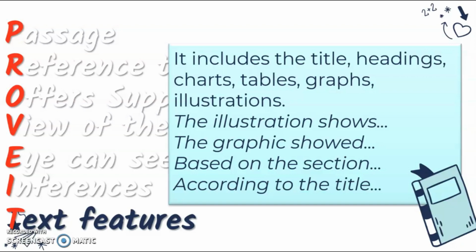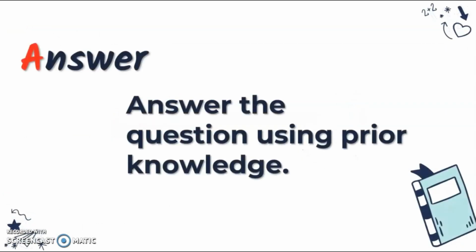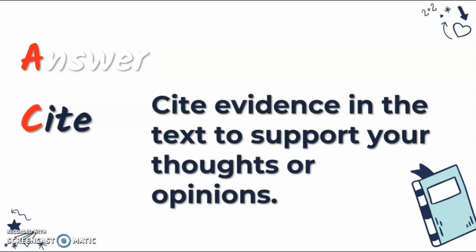Aside from this Prove It technique, we may also use the ACE technique. A stands for answer. Answer the question using prior knowledge. Prior knowledge may be based on one's experiences, observations, or any reliable sources read. Next is cite. Cite evidence in the text to support your thoughts or opinions. These are referring to the clue words or any supporting details to support one's ideas.